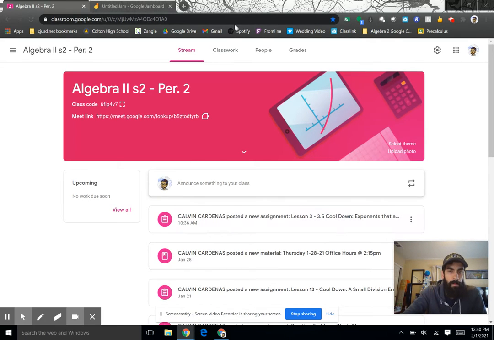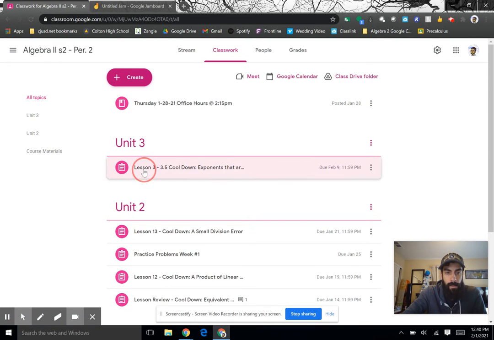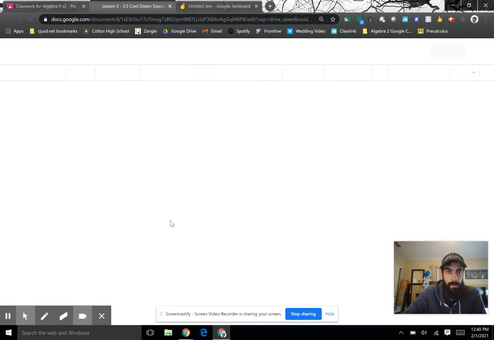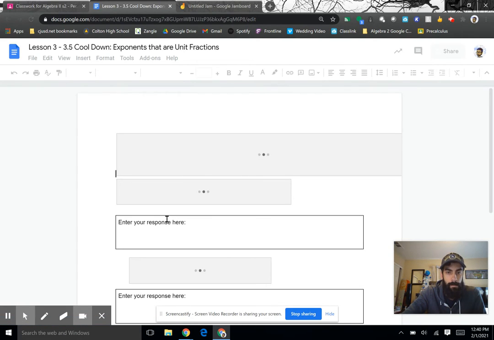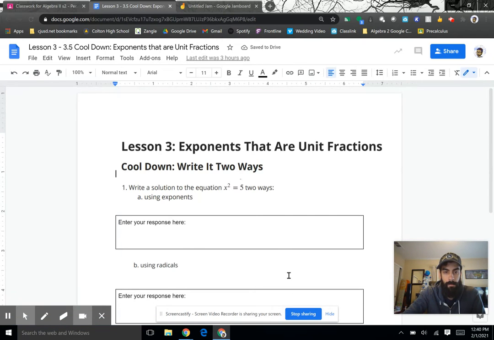Here's a quick example of how we can approach the cooldown for today. Again, your cooldown's accessed here. Unit 3, Lesson 3, when we open it, it's going to look something like this. What we want to do is write solutions to this equation.